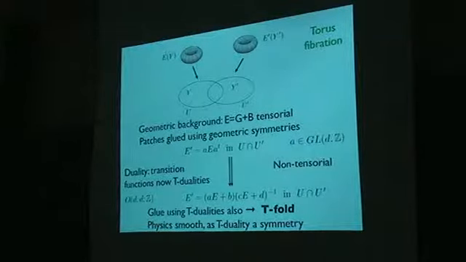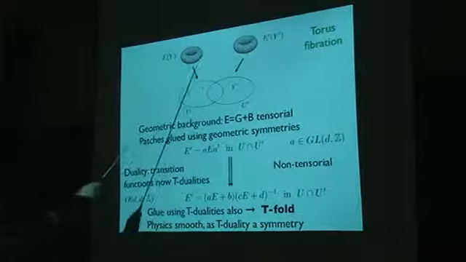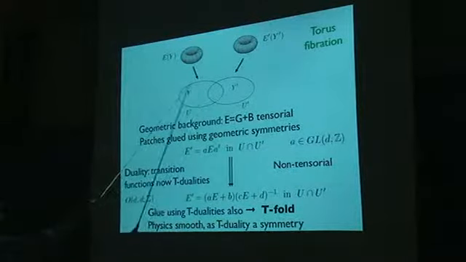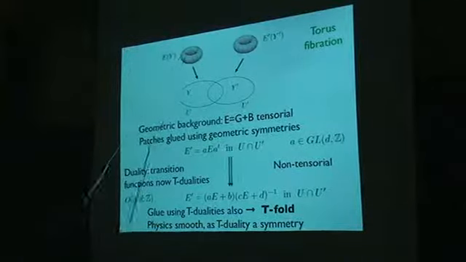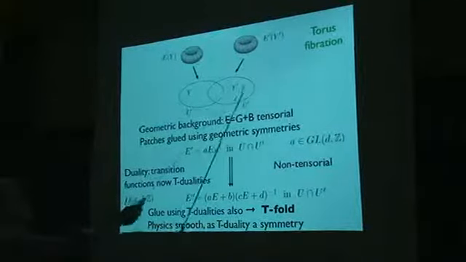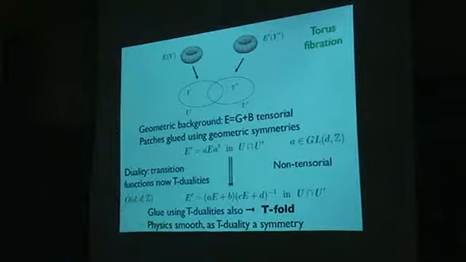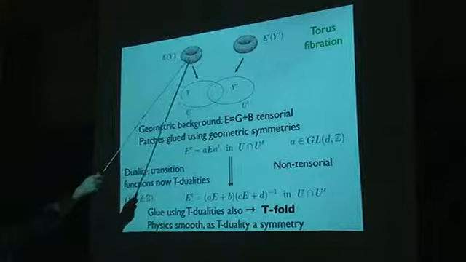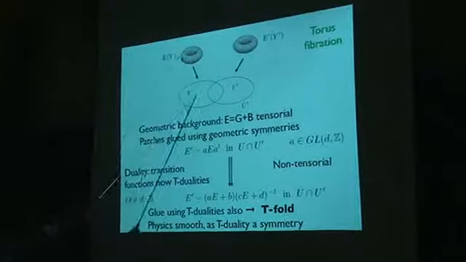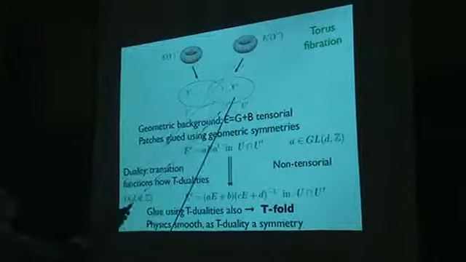So let's look at this in a bit more detail. We're looking at a case where you've got two patches, each of which corresponds to a patch on a base with a torus fibered over it, and another patch on the base with tori fibered over it. So that E, which is the metric plus B field, would vary with respect to the position y here, and would vary with respect to the position y primed here.